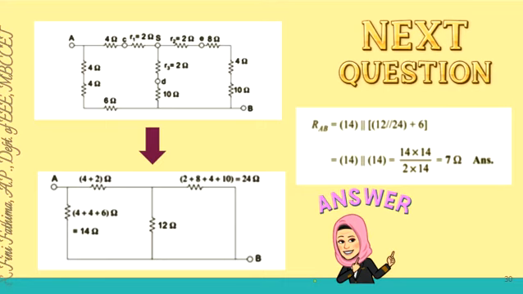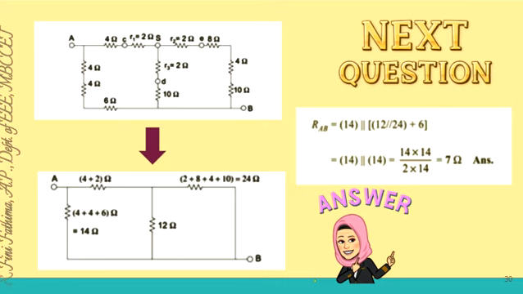Okay, so we have to solve it like this. I repeat, this 6 plus 4 plus 14, I have drawn it here, 10 plus 2, 12 here, and 2 plus 8 plus 4 plus 10, that is 24, is replaced by a single resistance here.